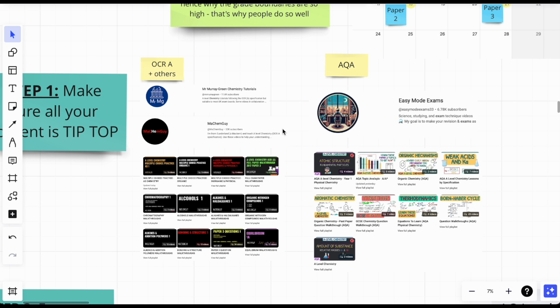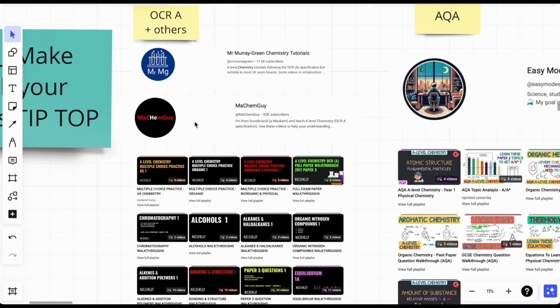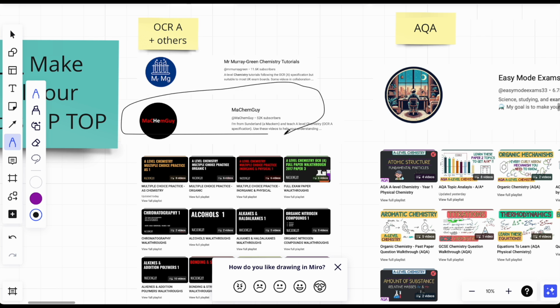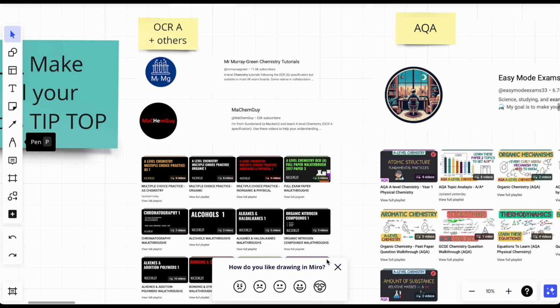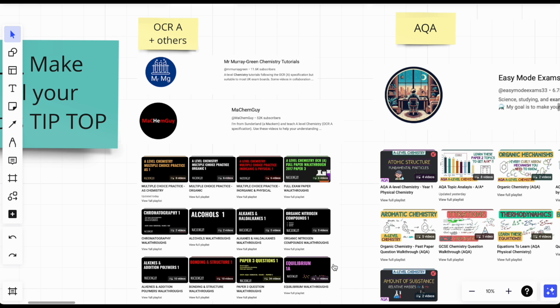Anyways, I digress. If you're doing OCR A, these are the two channels I recommend. Of course, there are other channels, right? But let me tell you how I use these. My Chem Guy, this guy is incredible. Okay, he has everything you can possibly want. He has walkthrough videos, so exam question walkthrough videos on every single topic in OCR A, everything. And not only that, he has all the content, like videos explaining them. Like what? That's amazing, isn't it? So definitely use My Chem Guy, Mr.